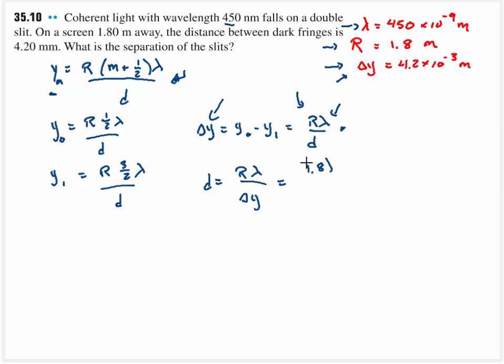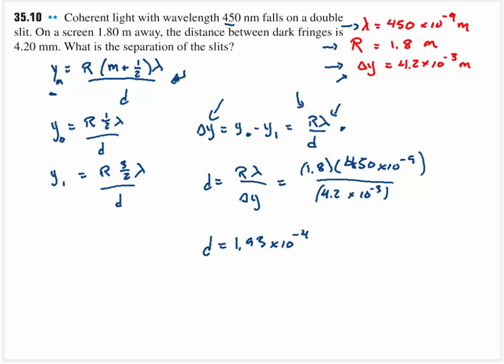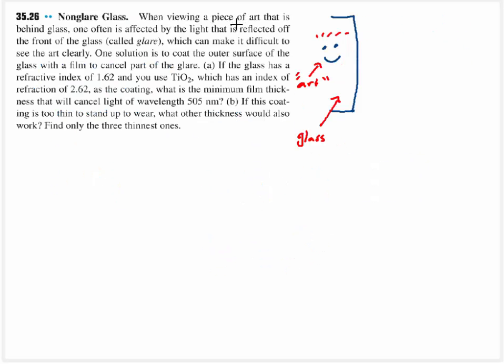Now it's a simple matter of plugging it in. R is 1.8 meters, lambda is going to be 450 times 10 to the minus 9th meters, and delta y is going to be 4.2 millimeters, 10 to the minus 3. And at the end of the day, I get my slit separation to be equal to 1.93 times 10 to the minus 4th meters.